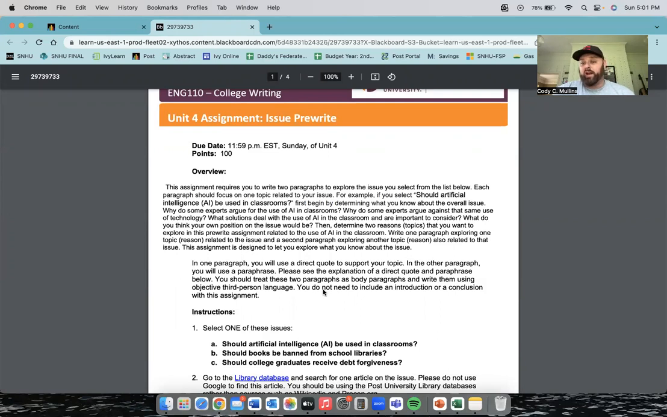For example, if you select should artificial intelligence be used in classrooms, you want to first begin by determining what you know about the overall issue. So why do some experts argue for the use of AI in classrooms? Why do some argue against it? What solutions deal with the use of AI in the classroom and are important to consider, etc.